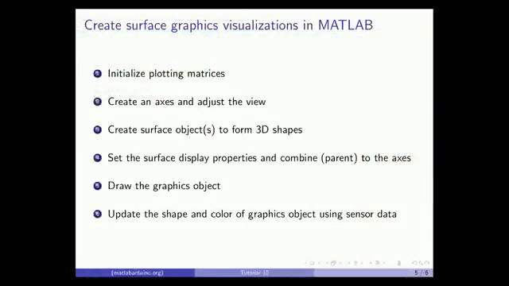Here's an overview for how to make 3D graphics visualizations in MATLAB using surfaces. First, initialize the plotting matrices or vectors used. Second, create an axis and adjust the view for 2D or 3D. Third, create surface objects to form different 3D shapes. Fourth, set the display properties of the surface and combine or parent the surface objects with the axes. Fifth, draw the object in the axes. And sixth, update the shape and color of the graphics object using sensor data.